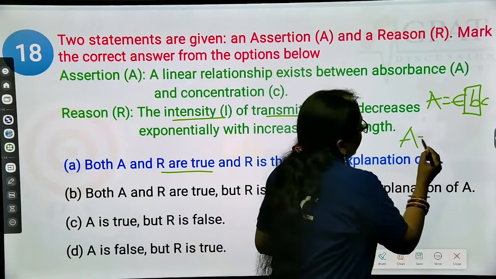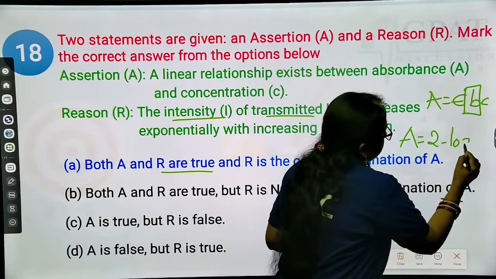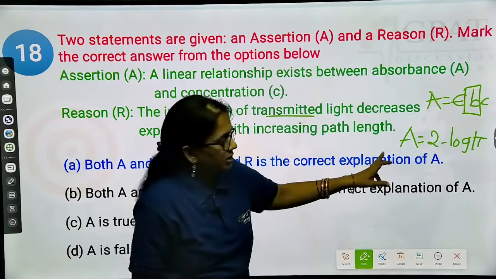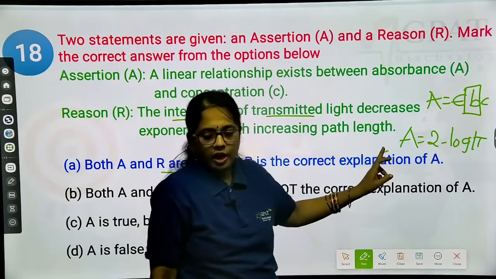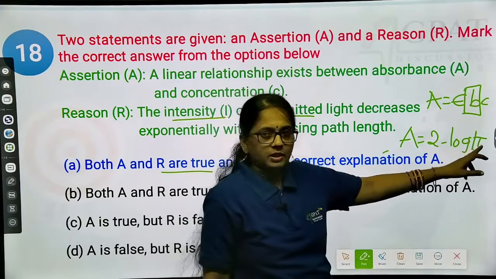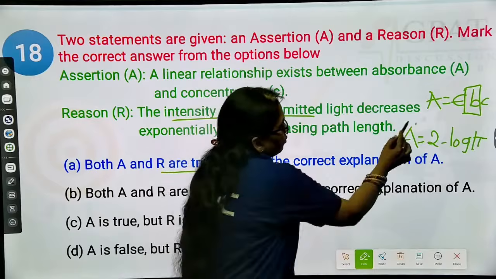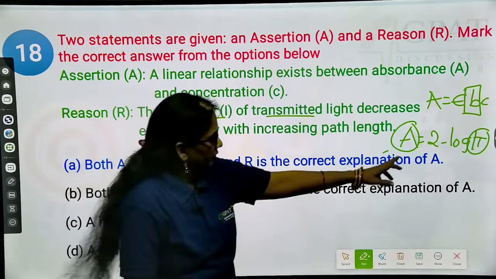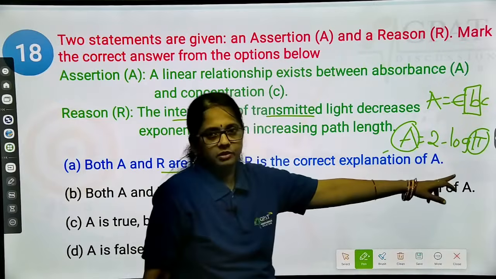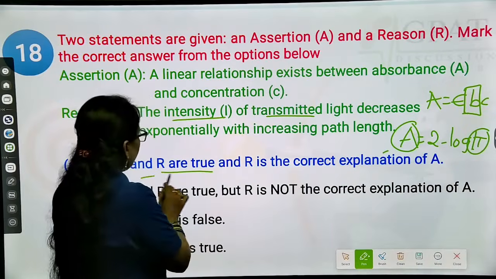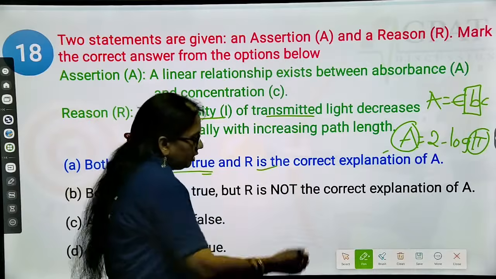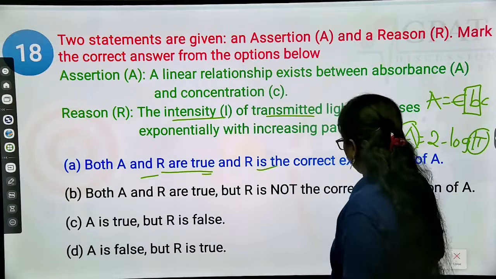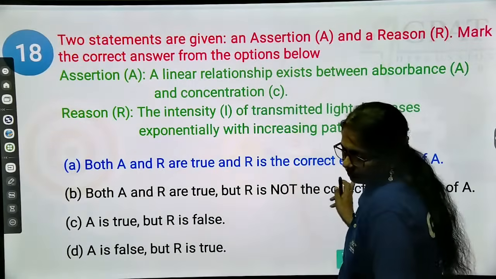That means, if you observe the relation between the absorbance and the percentage transmission, that is A equal to 2 minus log of percentage T. So absorbance as well as transmittance are going to be exponentially related, right? So that's why A and R are true and R is the correct explanation of A. So option A is going to be the right answer.